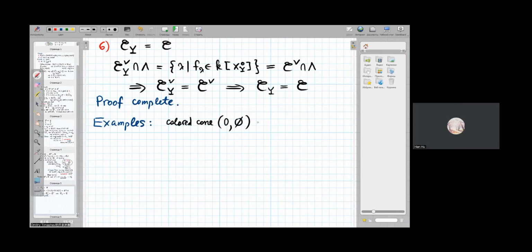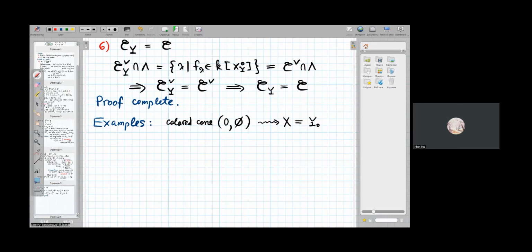So, which simple spherical variety X corresponds to this colored cone? What is your guess? Y naught itself. Exactly. Why Y naught itself? Well, just by definition.